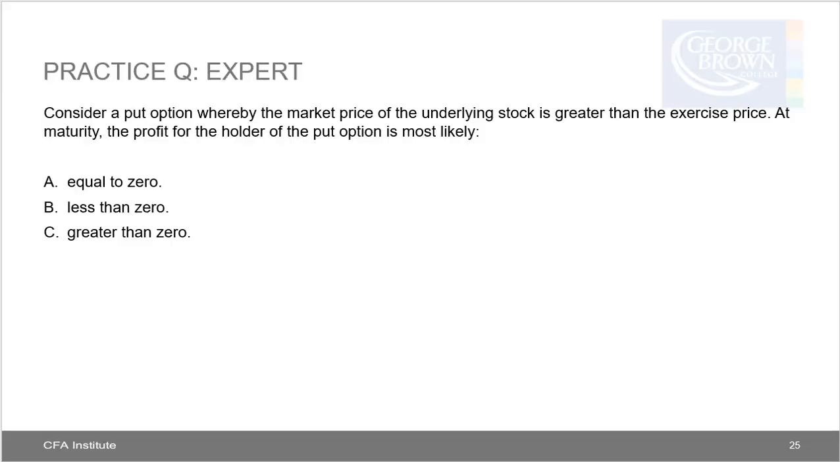So another quick practice question at the expert level. Consider a put option whereby the market price of the underlying stock is greater than the exercise price. At maturity, the profit for the holder of the put option is most likely A, equal to 0, B, less than 0, or C, greater than 0.